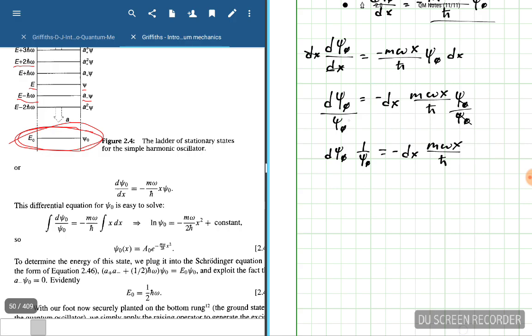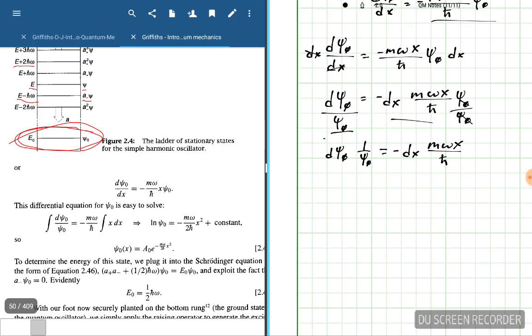What I want to do is compare the changes in the psi naughts to the changes in the x's. And to do that, I just need to have all the psi naughts on one side and all the x's on the other side. Now I have basically my derivative of psi naught times 1 over psi naught equals the derivative of x times mass times angular frequency times position divided by h bar. Now I can just integrate both sides.